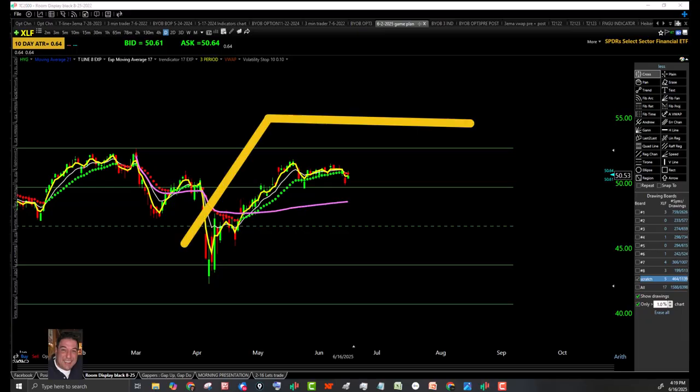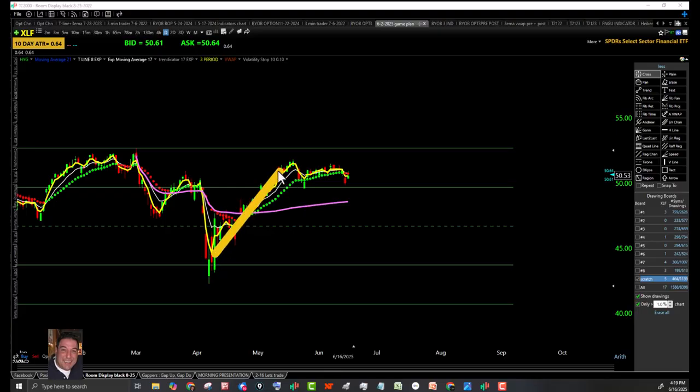Look at the price structure. You guys can already see it. It's moving up and holding the higher ground. That's bullish. XLF, bullish.